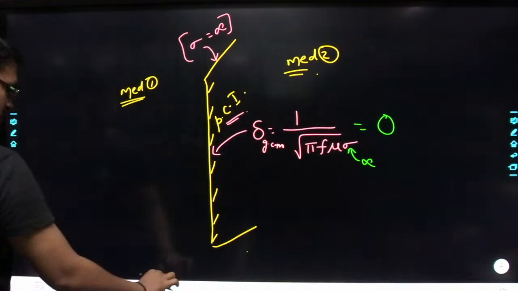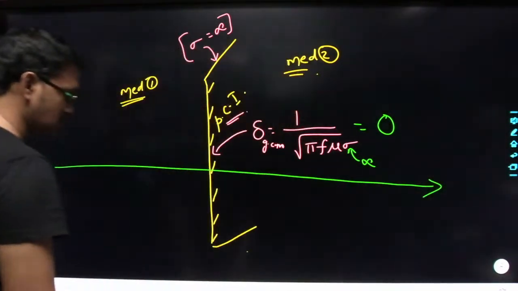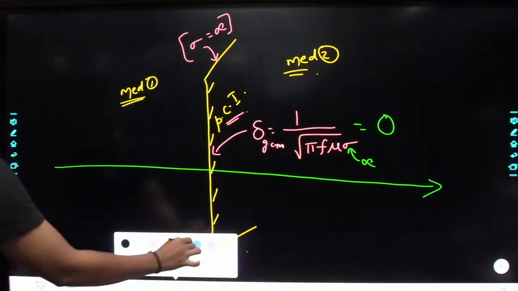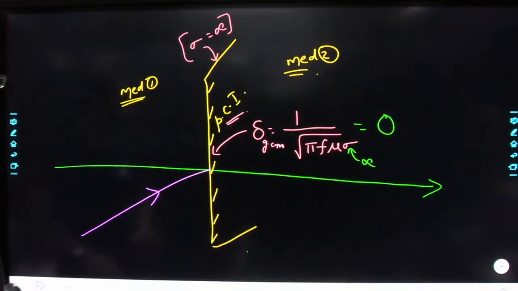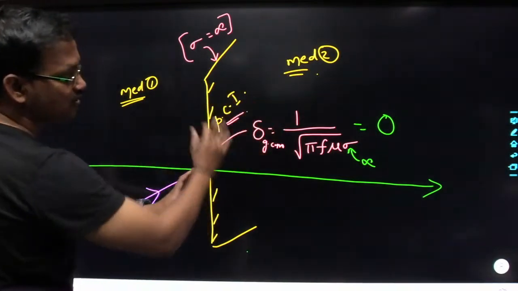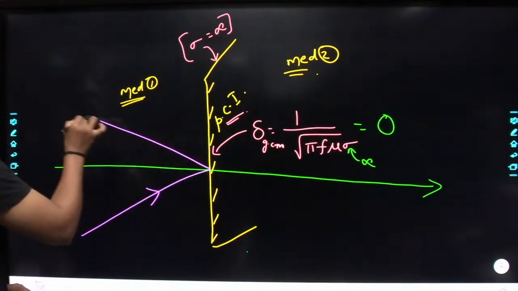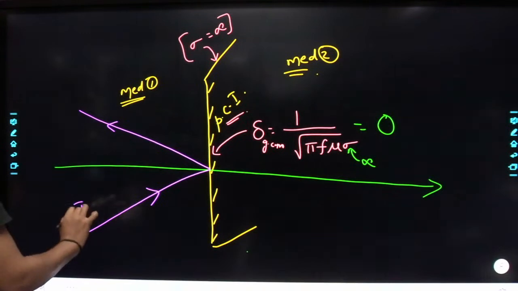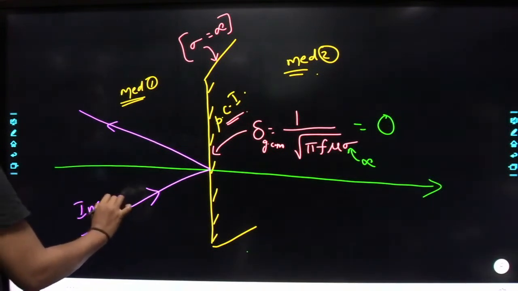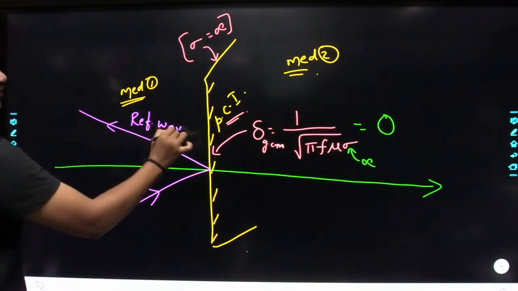So if I consider this as the normal to the interface, and the wave is incident on this perfect conducting interface, what will happen? No fields can penetrate through this perfect conducting interface. So whatever is incident will be completely reflected back. So in medium 1, you are going to have the incident wave, and also the reflected wave, right?